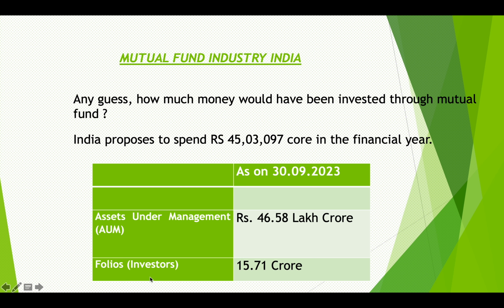Let me tell you something. How many investors are investing in mutual fund products? Do you know? In mutual funds, they mention it as folios. Folio means investors. As on 30th September 2023, there are about 15.71 crore investors. Totally 15.71 crore investors.